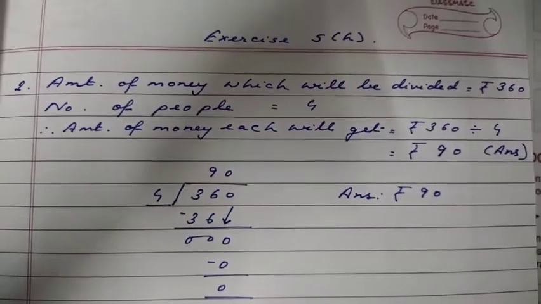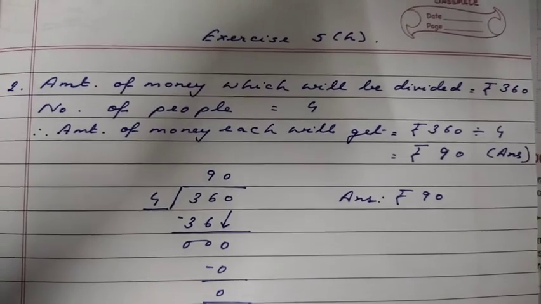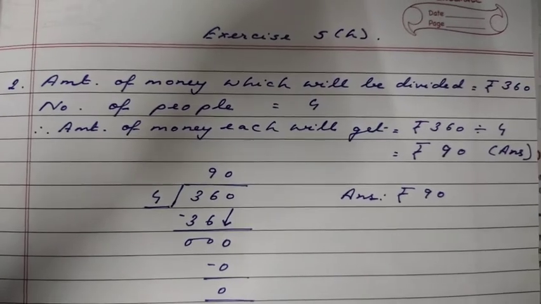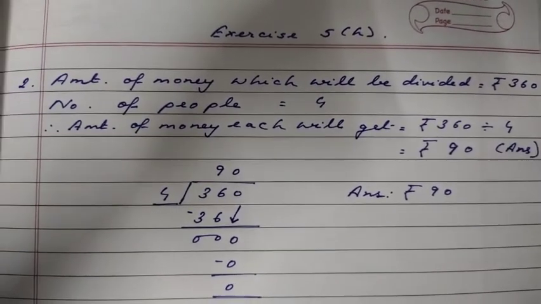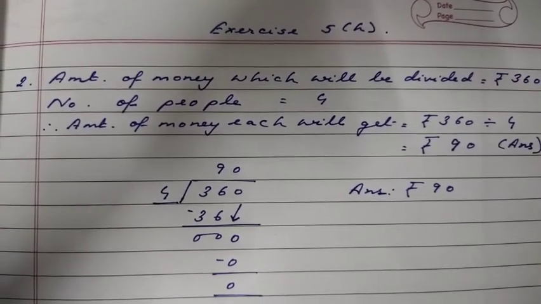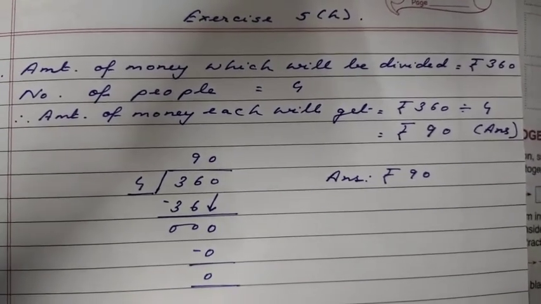Okay. Next, number 2. A prize money of rupees 360 is divided equally among 4 people. How much will each get? Now this I am going to show you. Okay. So let's start. See. Amount of money which will be divided equals rupees 360. Number of people equals 4. Therefore, amount of money each will get equals rupees 360 divided by 4 equals rupees 90.